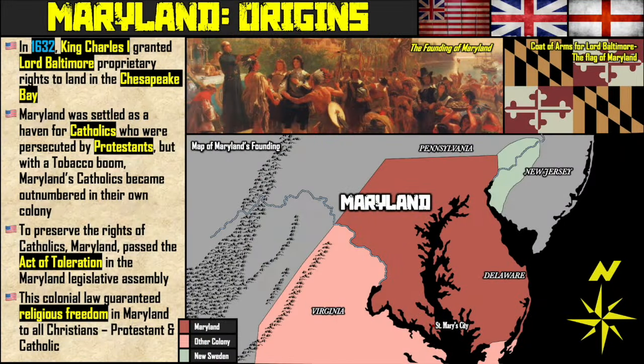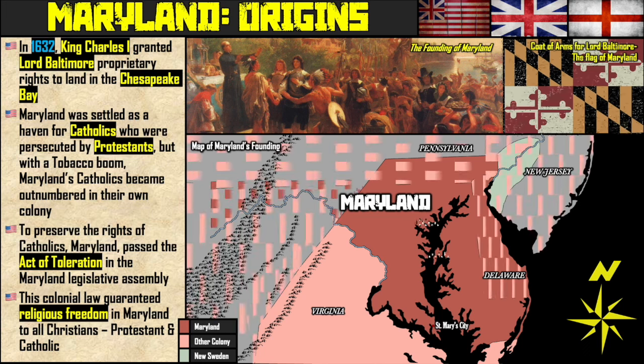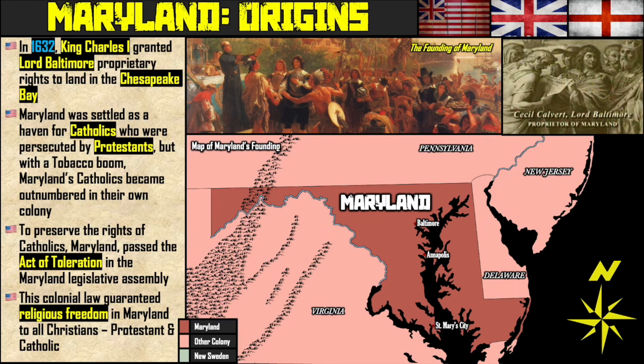The next colony we will look at is Maryland. In 1632, King Charles I granted Lord Baltimore property rights to land in the Chesapeake Bay. Maryland was settled as a haven for Catholics who were persecuted by Protestants, but with the tobacco boom, Maryland's Catholics became outnumbered in their own colony.